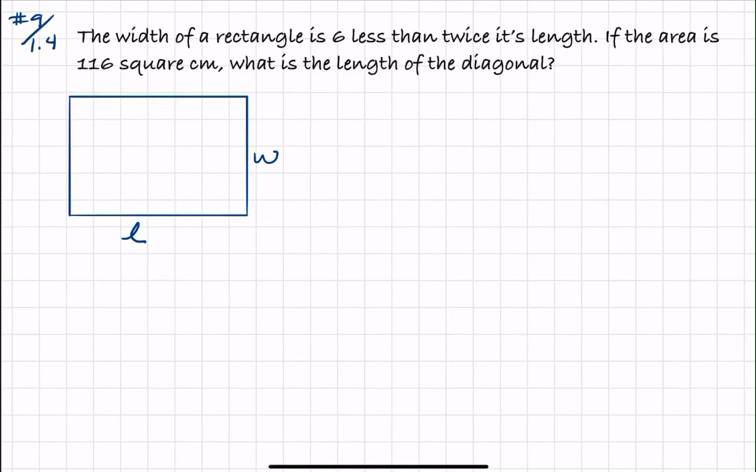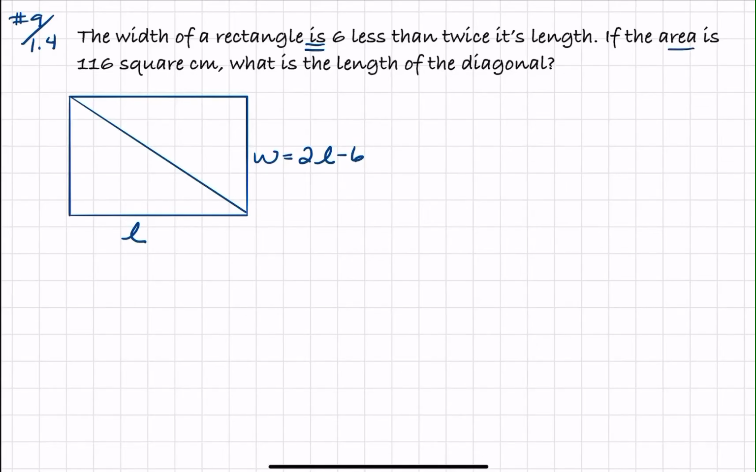First of all, you need to solve for the width and the length. And then we're going to use the Pythagorean theorem, once we have those two lengths, to find the length of the diagonal. So let's start by writing an equation for width and length. It says the width of a rectangle is 6 less than twice its length. So the width is 2L minus 6, where L is the length.